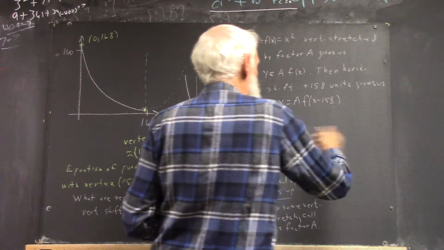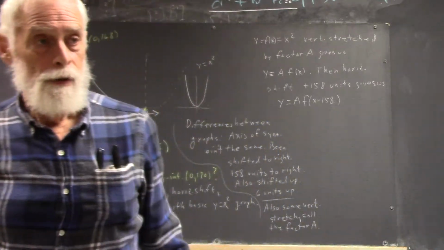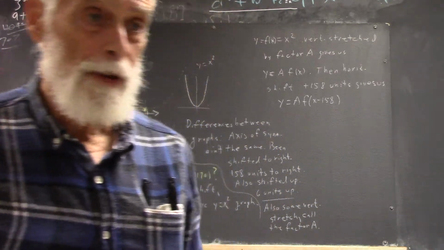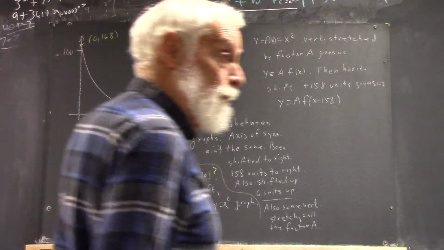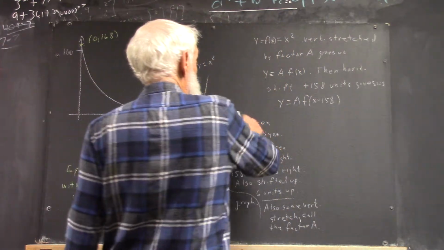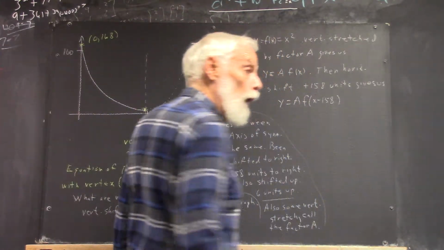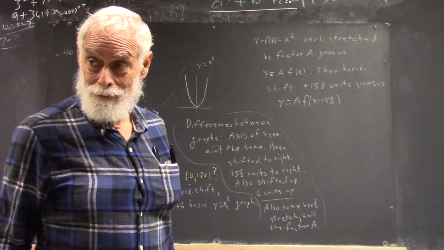And if you replace x by x minus 158, that accomplishes the shift. That's been explained 3 or 4 times why. If you haven't picked up on why by now, you might go back and look again because you remember it better if you know why, but at least know what the rule is. Okay?